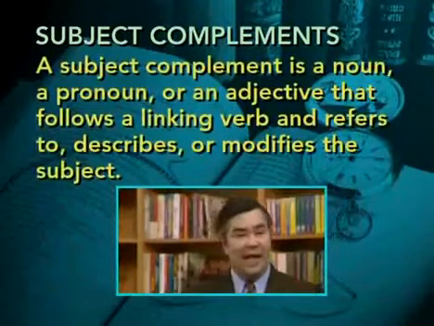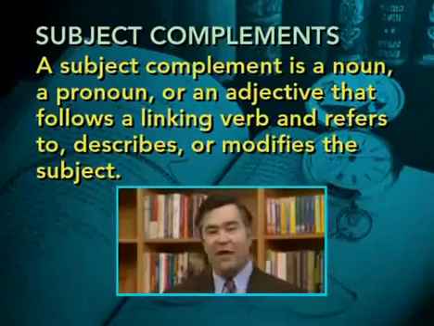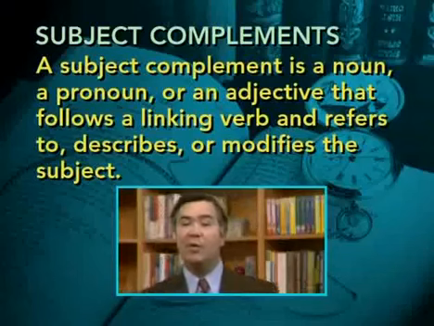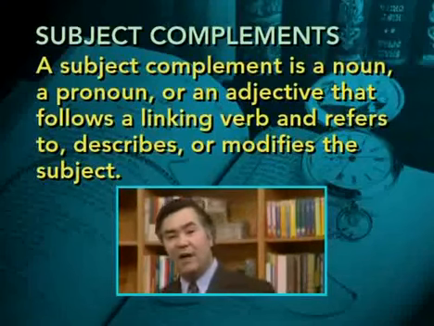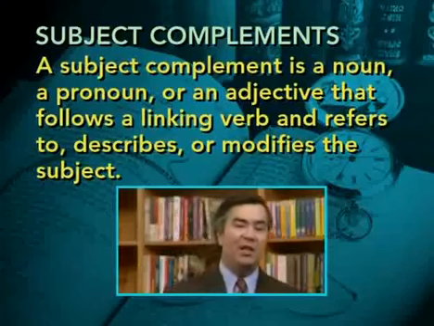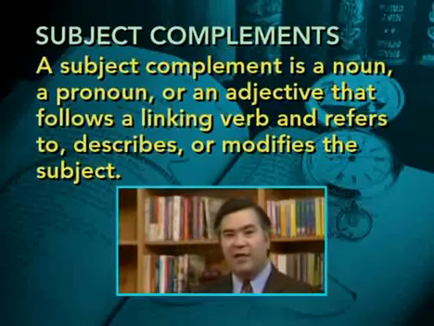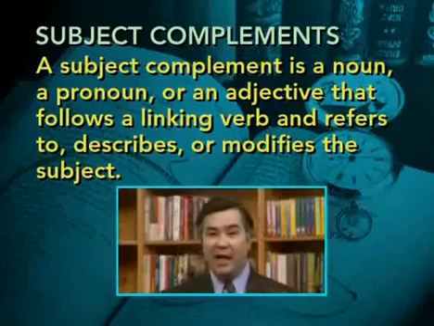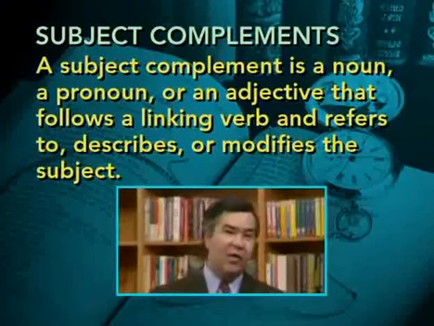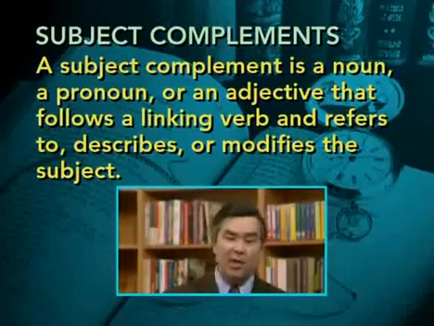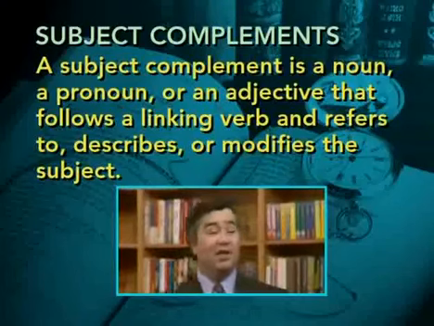A subject complement is a noun, a pronoun, or an adjective that follows a linking verb and refers to, describes, or modifies the subject. Remember earlier in this program when we talked about how linking verbs work, we pointed out that linking verbs always connect the subject to something that follows the linking verb and which is being equated to the subject. We're being told that the subject is what follows the linking verb. Well, what follows the linking verb is a subject complement, and it will be either a noun or a pronoun or an adjective. Of course, other modifying words and phrases may be added, but when you're looking for the subject complement, you want to look for a noun, a pronoun, or an adjective following the linking verb, which is in some way being equated to or linked to the subject.